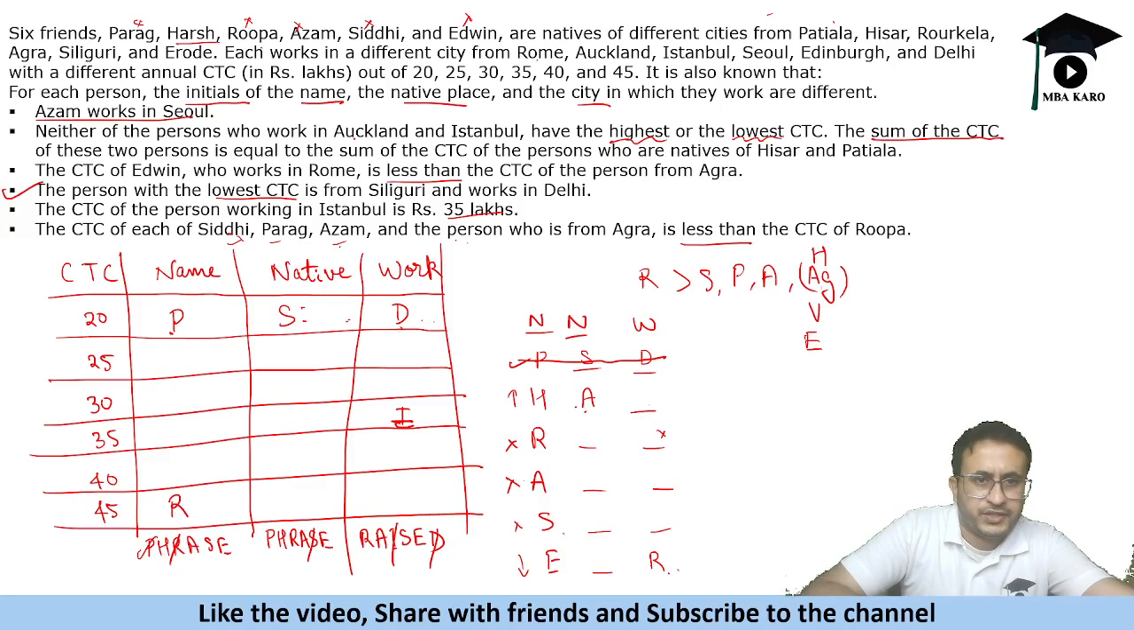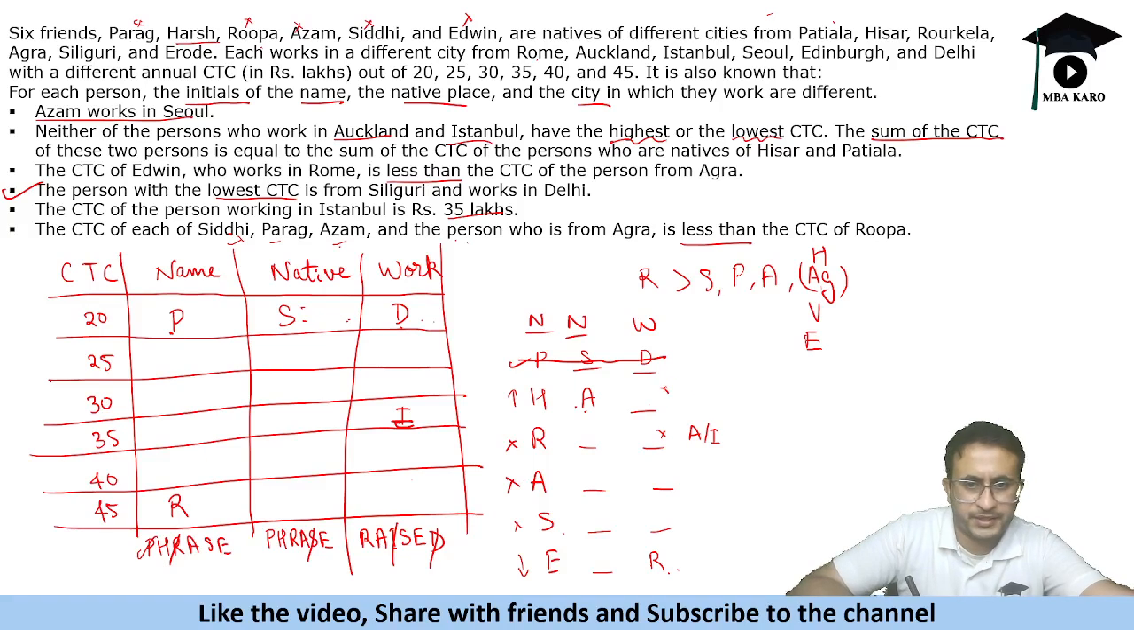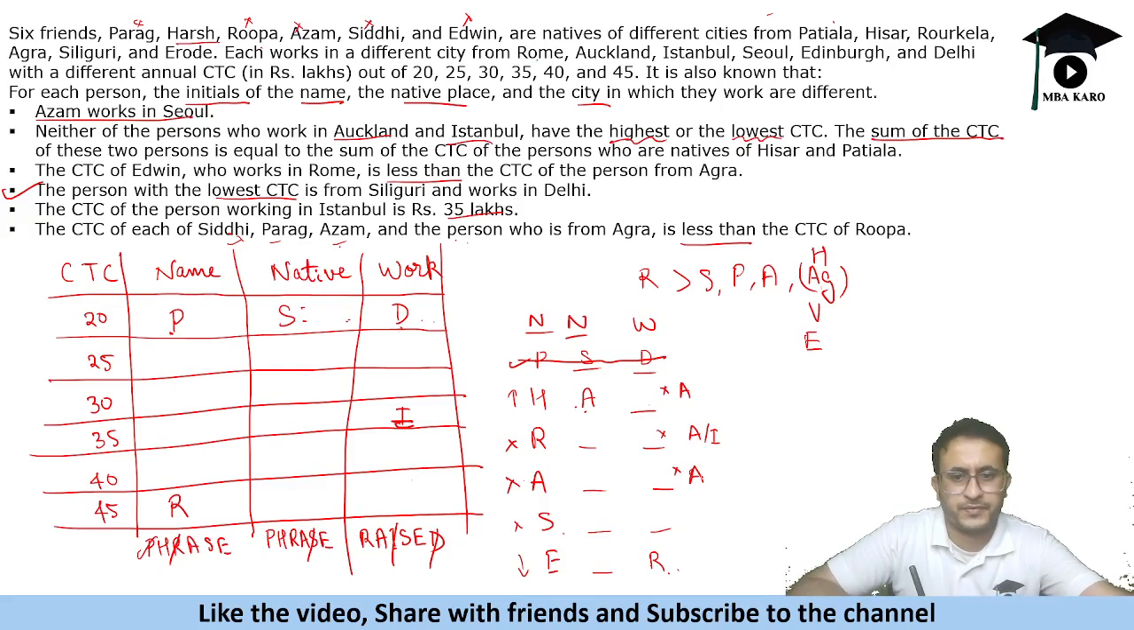We are given that neither of the persons who work in Auckland and Istanbul have the highest or lowest CTC, right? So we cannot have A and I here. So A cannot come here. That is not with Rupa. Okay, so A can't come here. I cannot come, I is already filled. But we do not know the person. So A and I cannot come here.